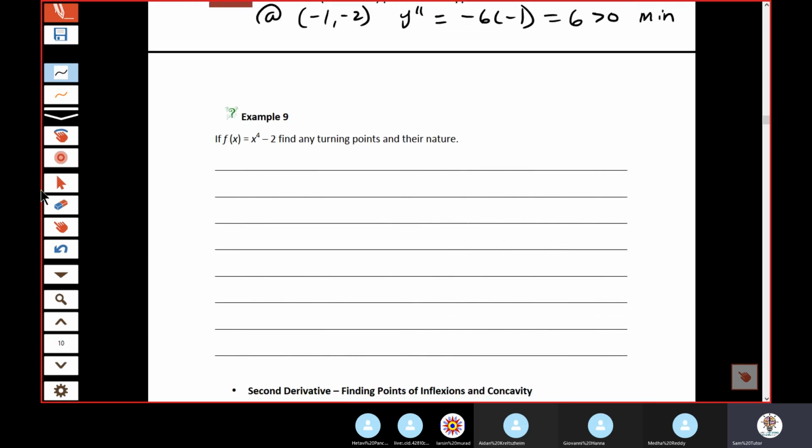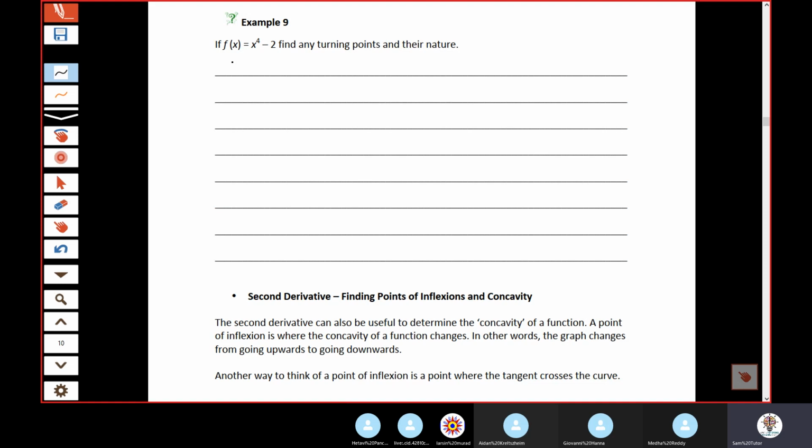All right, let's go. Example 9. If f of x, find any turning points and their nature. All right, here we go. F dash or y dash equals 0 for stat points.